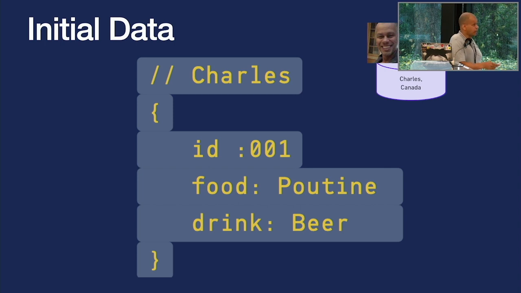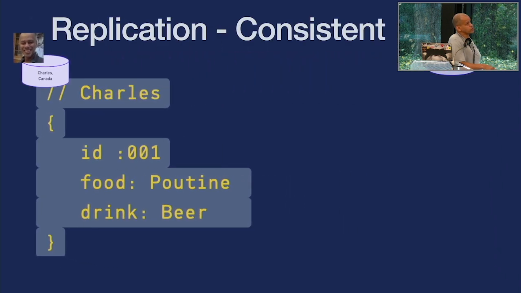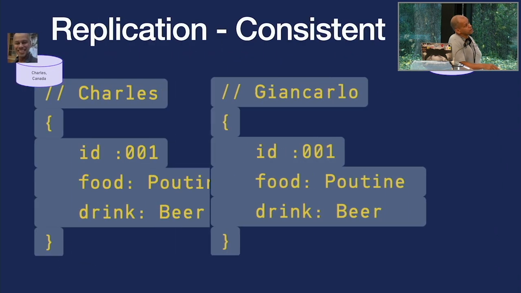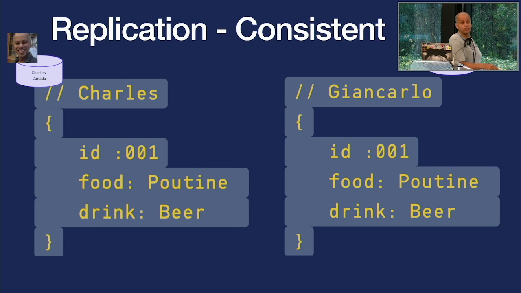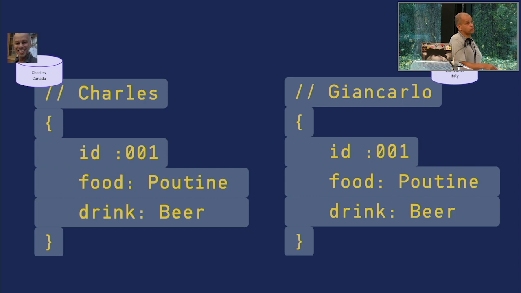And I want to invite my friend. I want to say, Giancarlo. And he says, okay, that's good, Charles. I'm gonna copy your stuff, and I got this information, right? So our information at that point is consistent.